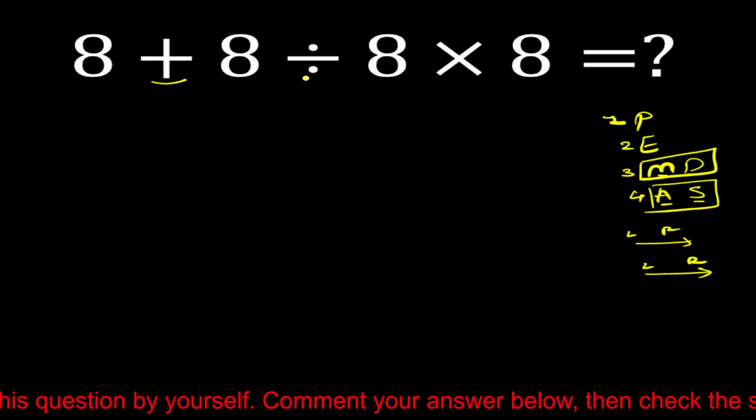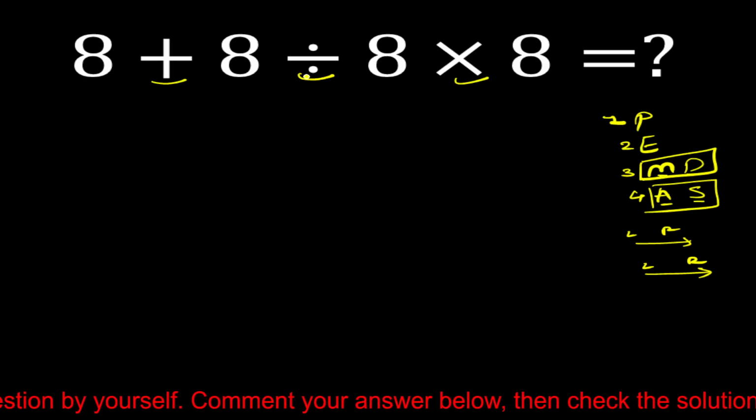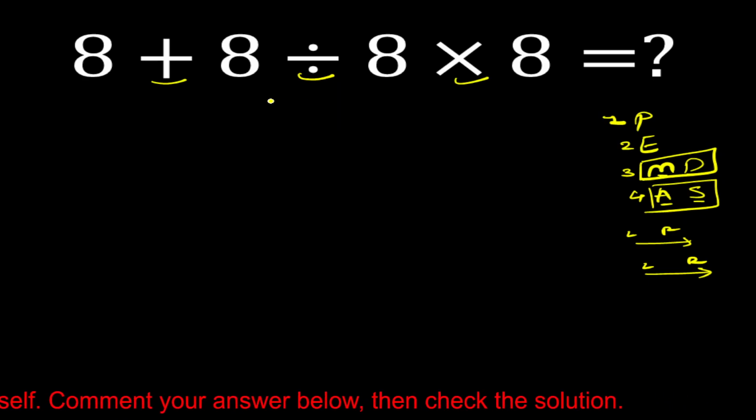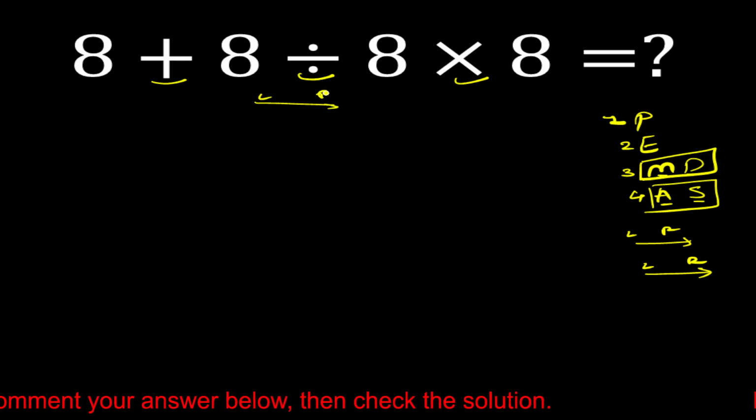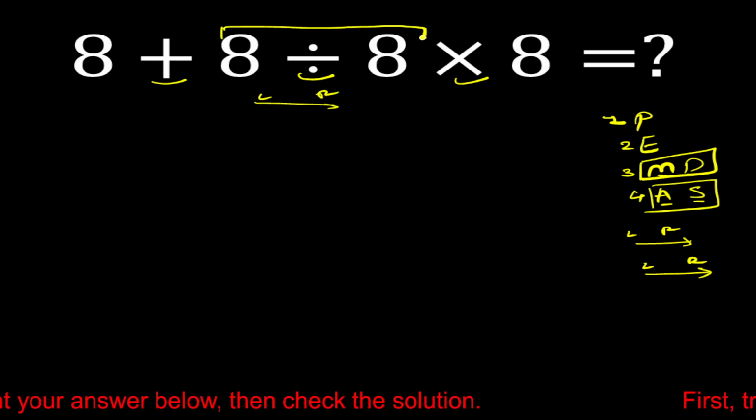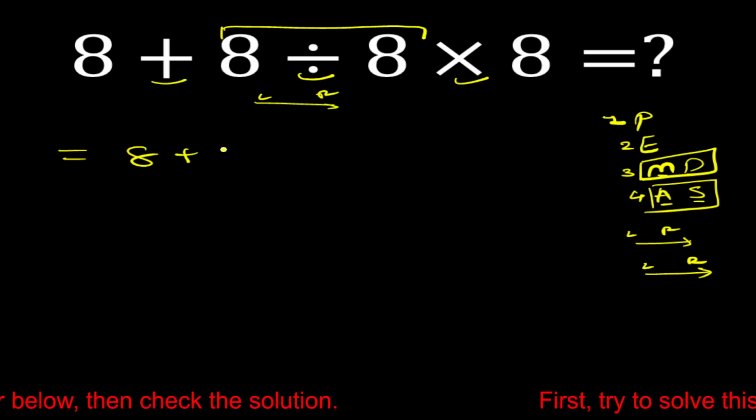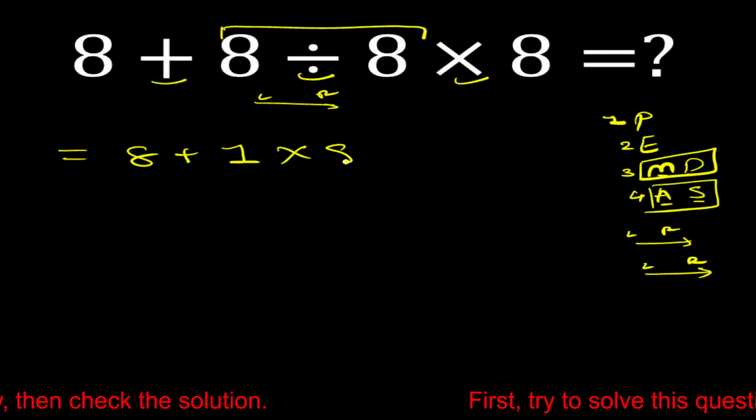In this question, there is one addition, one division and one multiplication. So first priority is multiplication and division, and both have equal priority, so we have to solve it from left to right. So first we have to solve this division. Okay, it is equal to 8 plus, now 8 divided by 8 is equal to 1 multiply 8.